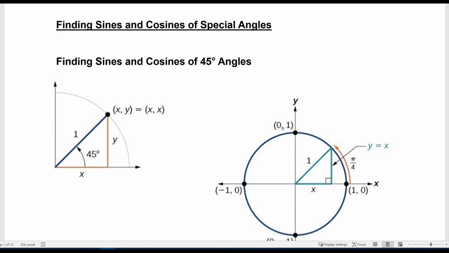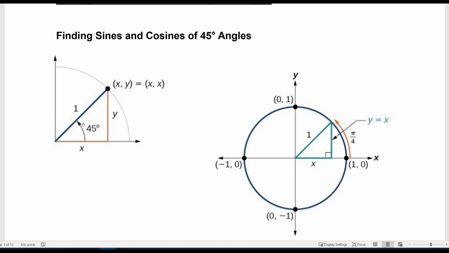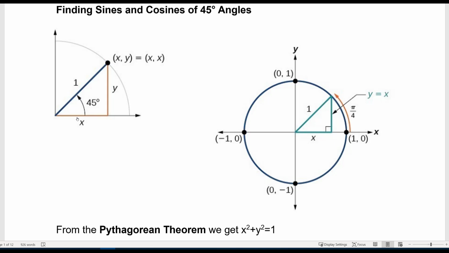Okay, so here's some special angles. I do consider the axes special angles, but here's what they're talking about more about special angles. Building off what we talked about, we are going to try to find 45 degrees. If we have the triangle with 45 degrees, notice that this is 45 degrees, this is 90 degrees, and this is 45 degrees.